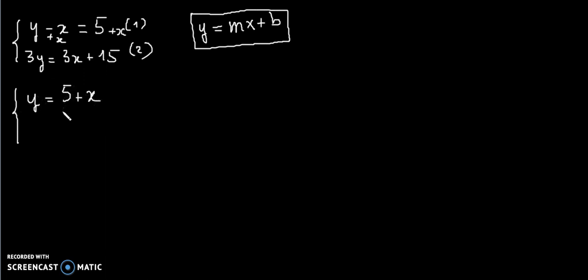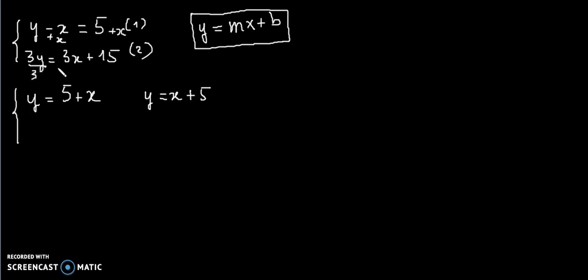A lot of you write this, and it's not wrong, but try to have a habit of organizing and rearranging it a little bit so that you can easily recognize it, because I guarantee that people will misunderstand and confuse and choose the slope as the number 5 and not 1. So another step of rearrangement you need to do is to say this one would be y equal to x plus 5.